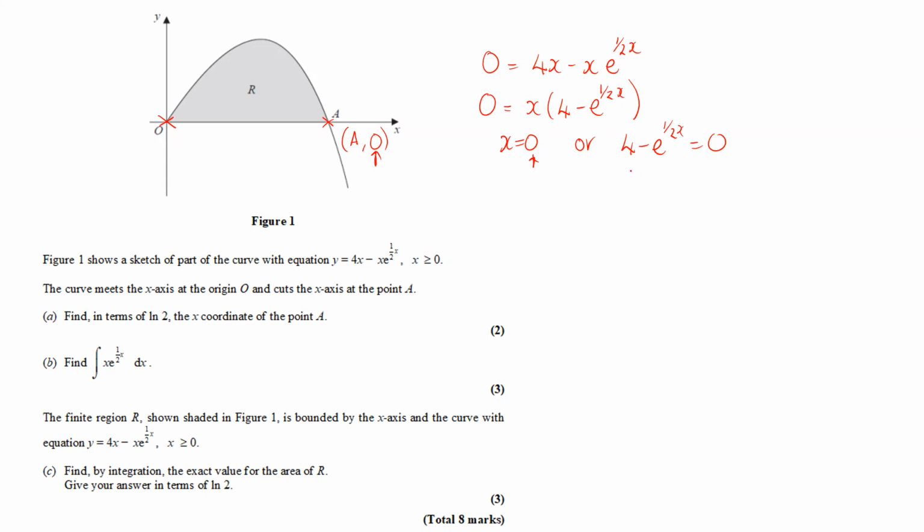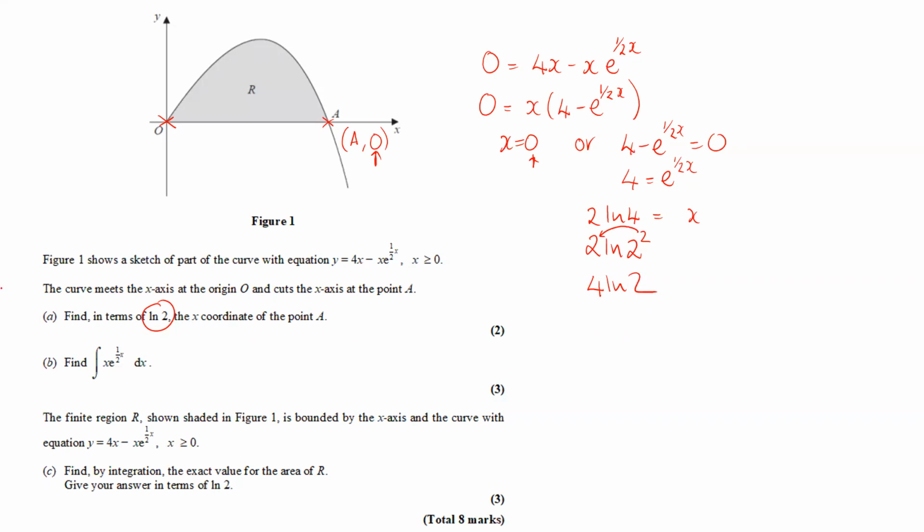We're going to have to just solve this second one. 4 is equal to e to the half x. So ln of 4 is equal to half x, and then cross multiply by 2: 2 ln of 4 is equal to x. Now it wants it in the form ln of 2. So how can we sort this out? 4 is 2 squared, and then that 2 by our log laws can come down. So it's going to be 4 ln of 2. Everyone okay with that? So that is the x coordinate in terms of ln of 2.